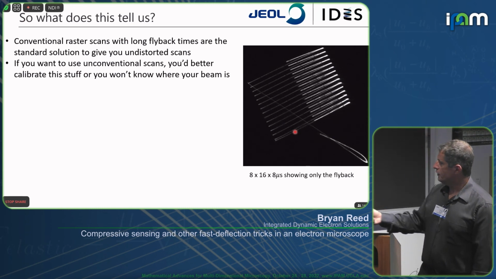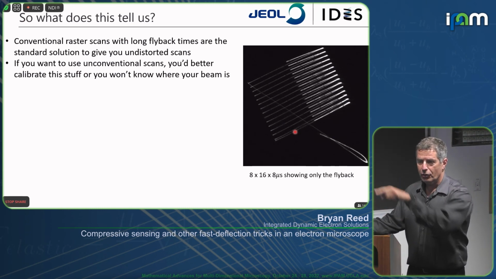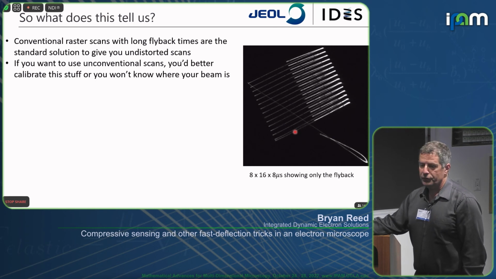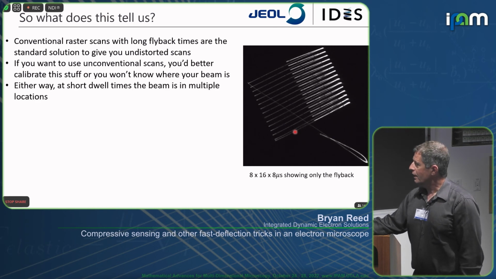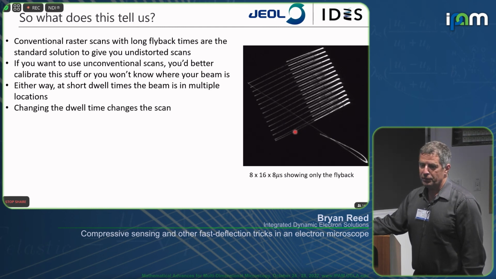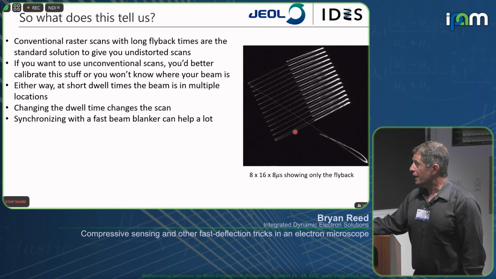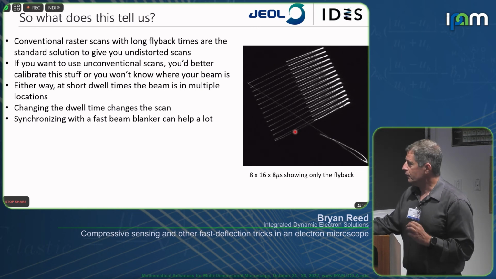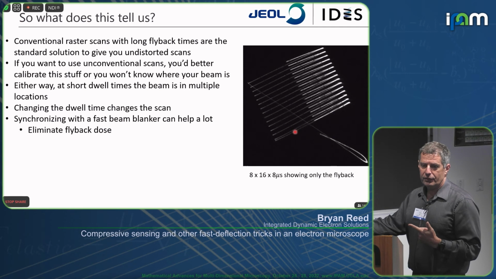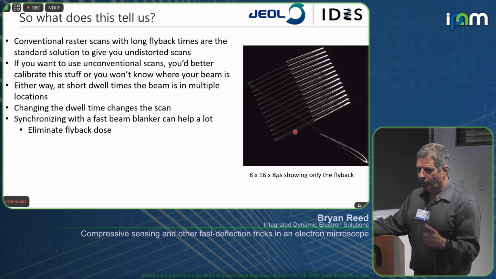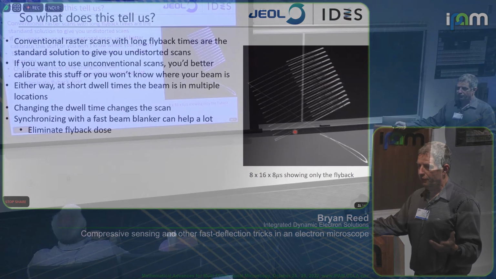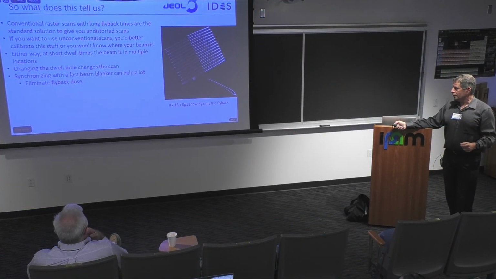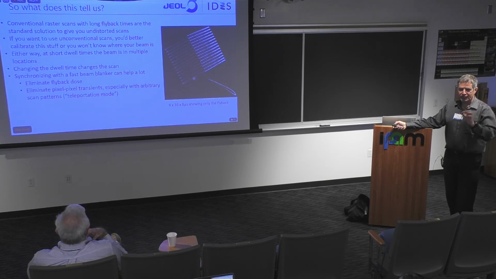Now, if you want to use unconventional scans where you're moving in an arbitrary pattern, you had better calibrate this stuff or you will not know where your beam is. And either way, at short dwell times, the beam is in multiple locations, and the positions of the pixels depend on the dwell time. But synchronizing with a fast beam blanker can help a lot in a couple of different ways. One is simply by eliminating the flyback dose. So you turn off the beam while you're not collecting data, because if you've got a fast beam blanker, why on earth wouldn't you, right? And you can also eliminate pixel-to-pixel transients, especially with arbitrary scan patterns.